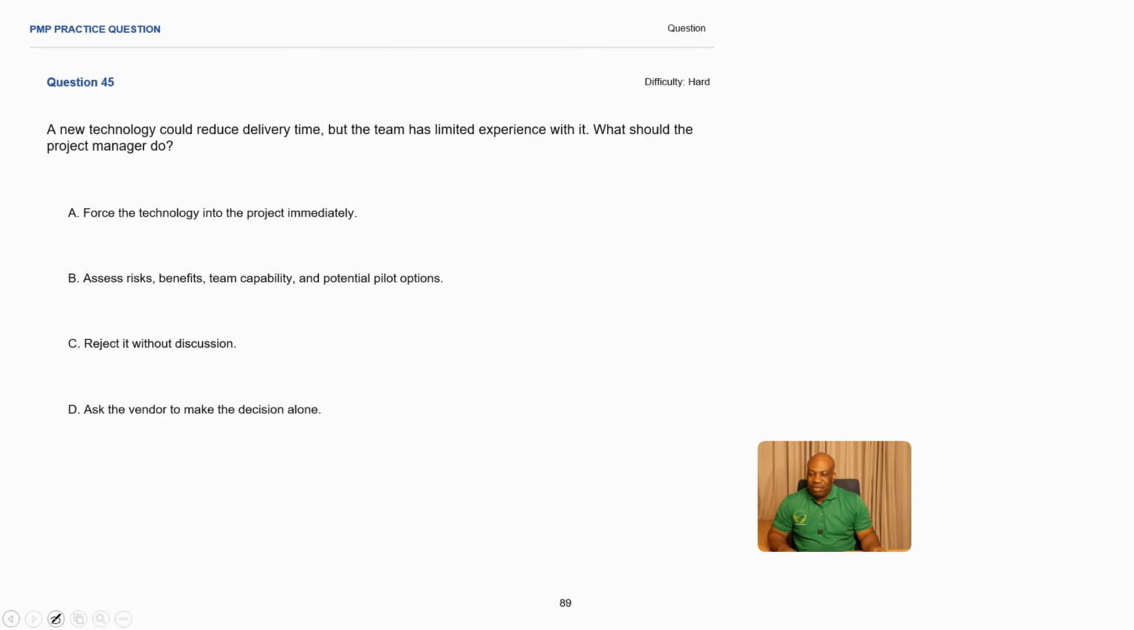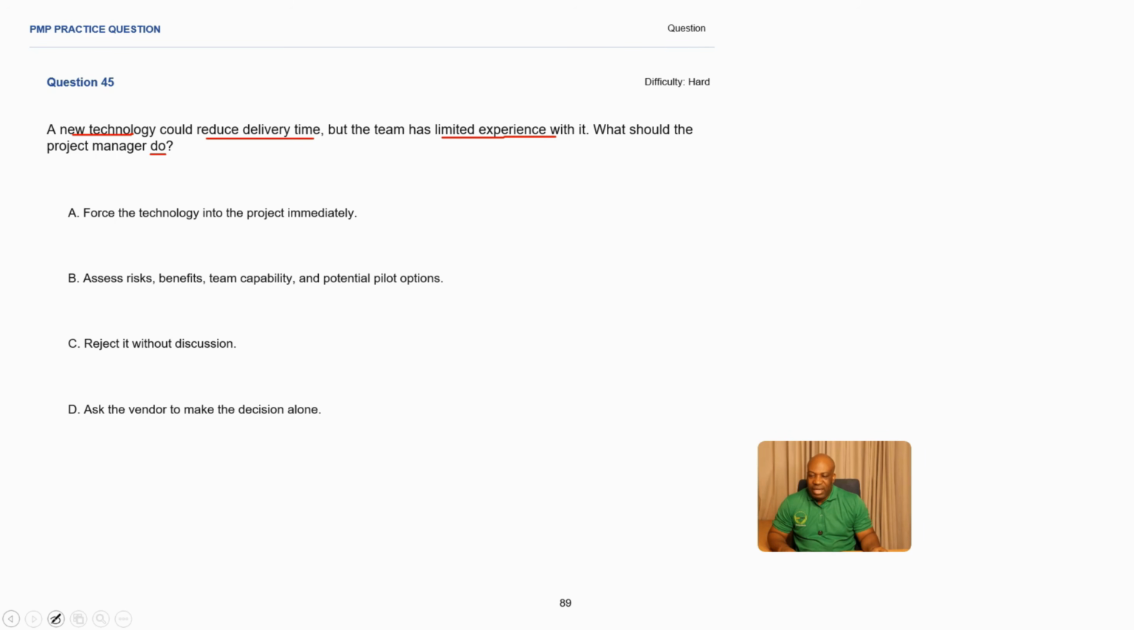Practice question number 45. A new technology could reduce delivery time, but the team has limited experience with it. What should the project manager do? Okay. So our problem statement here is there's a new technology that could reduce delivery time, but the team, they've got limited experience with it. What should the project manager do?